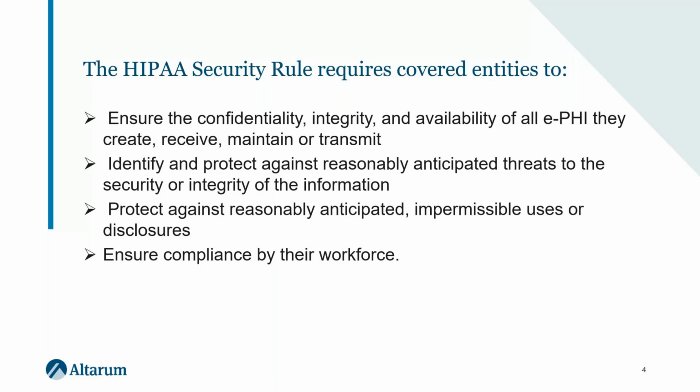The security rule requires covered entities to maintain reasonable and appropriate administrative, technical, and physical safeguards for protecting patient health data. Specifically, covered entities must ensure the confidentiality, integrity, and availability of all EPHI they create, receive, maintain, or transmit. They must identify and protect against reasonably anticipated threats to the security or integrity of information. They must protect against reasonably anticipated impermissible uses or disclosures, and they must ensure compliance by their workforce.